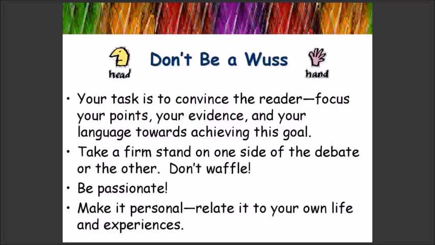Okay? Take a firm stand on what you believe in. Take a firm stand on the debate and don't waffle on. Don't go on and on and on. Okay? It's important that you get to the point. Be passionate. Make it personal. Relate it to your own life experiences. People love it when you relate it to life experiences. Okay? It gets them involved more.